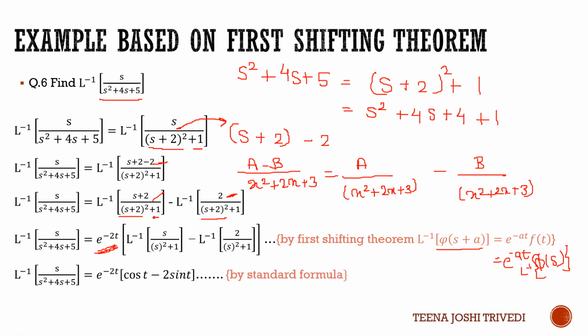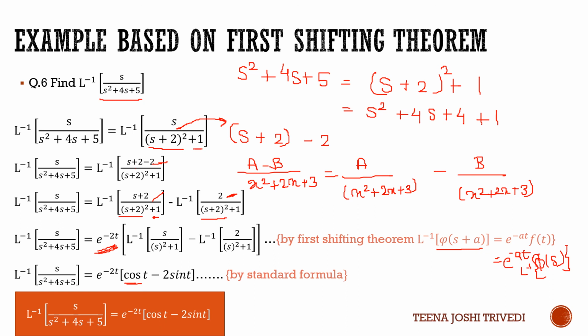Now you can see here we have s upon s square plus 1. This is the standard formula of cos at, where a value is 1. And here we have 2 as a constant, and this is the formula of 1 upon s square plus 1, that is sine at. So this will be our final answer, that is e raised to power minus 2t times (cos t minus 2 sine t).